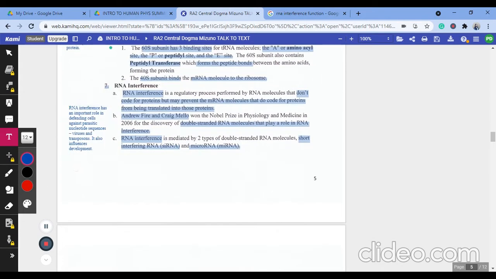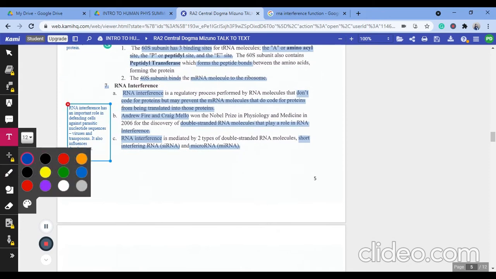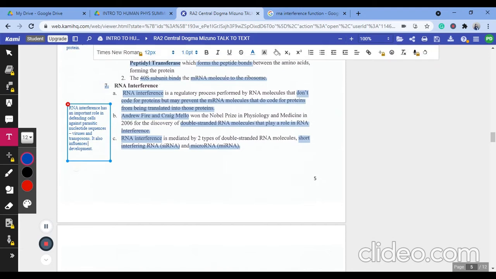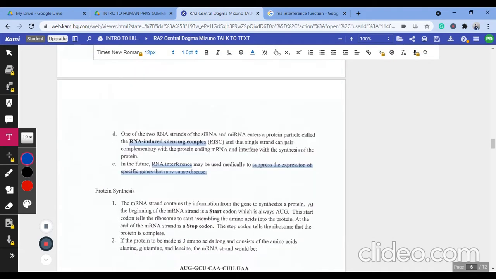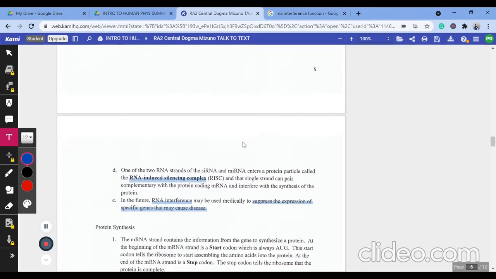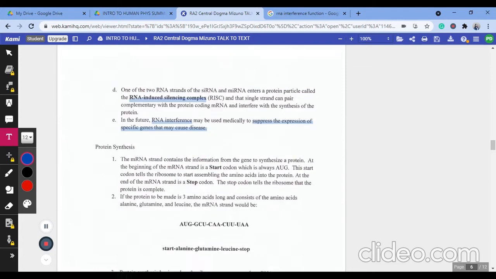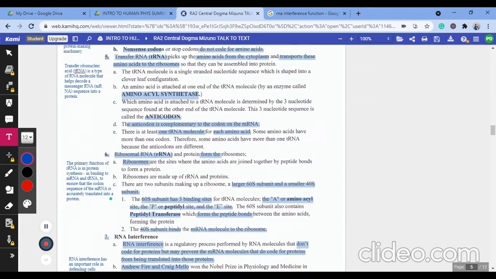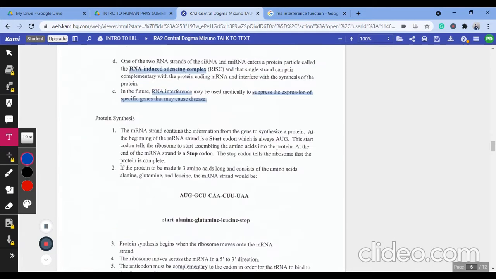And the last part is RNA interference. I pretty much understood what it is, but I also included one of the reasons why it is important, especially given this last statement. RNA interference has an important role in defending cells against parasitic nucleotide sequences, either viruses or transposons, and it also influences development. So that is all for protein synthesis, translation, and transcription.